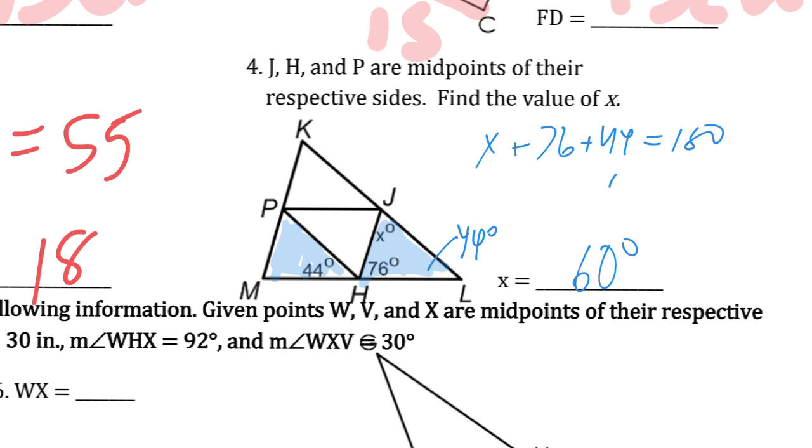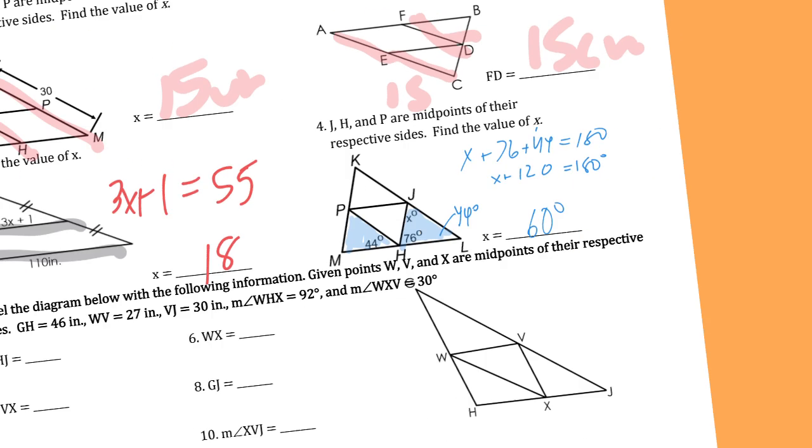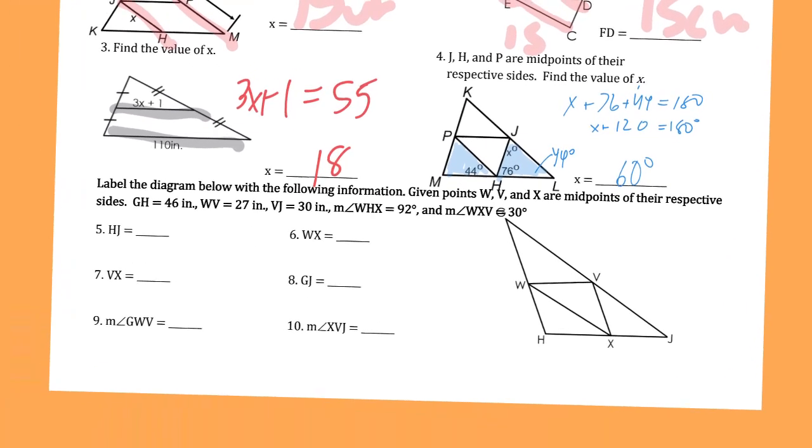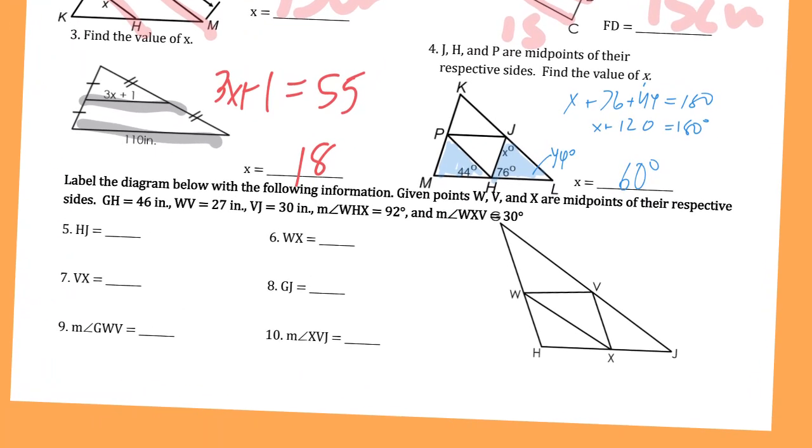So it'd be 10, and the other, let me check and make sure my math is good, 7. So it'd be x plus 120 is equal to 180. So it really does have to be 60 degrees. If the triangles are congruent, then their corresponding parts will be congruent, and so the corresponding angles will be congruent as well.